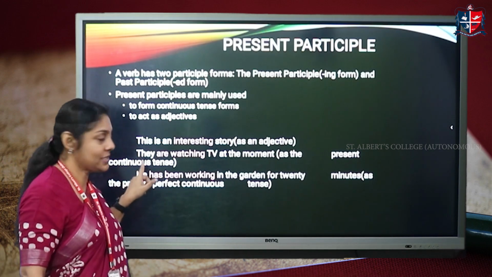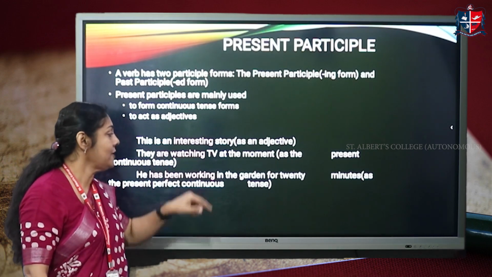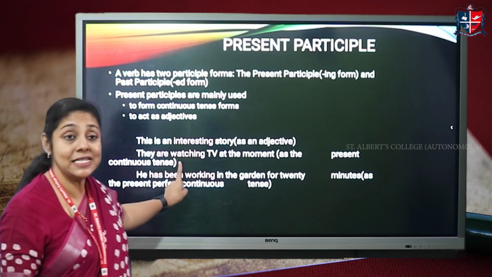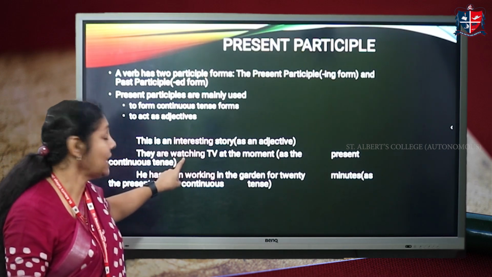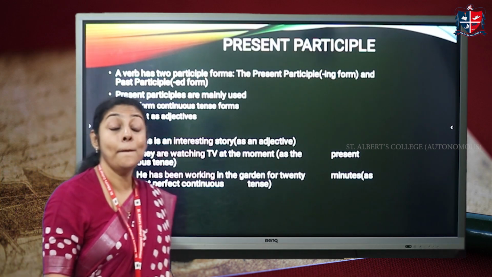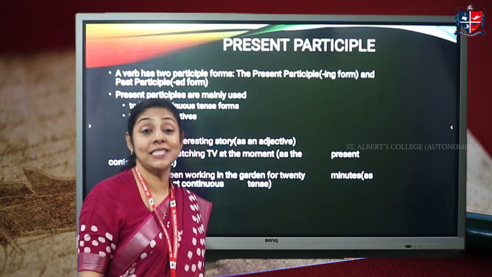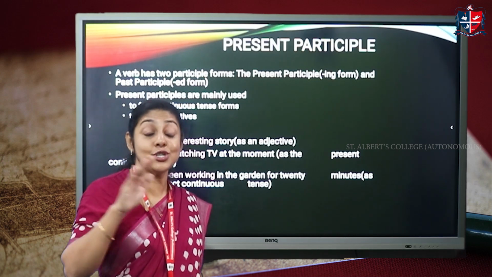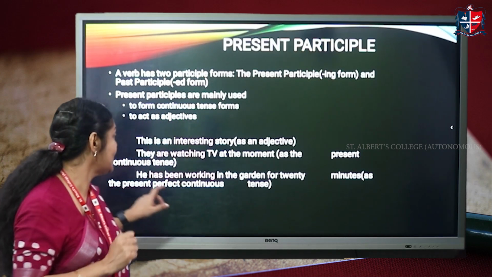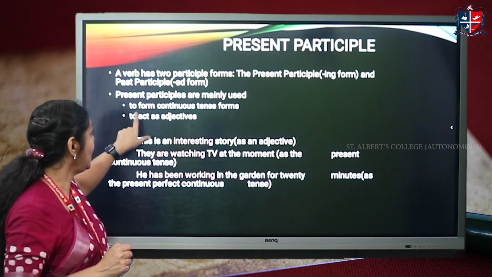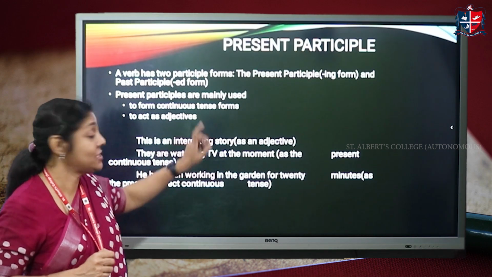Whereas, look at this sentence. They are watching TV at the moment. Now here, the word watching is a present participle. It is the ing form and it is used as a present continuous tense, to show something that is happening at the present moment. They are watching TV at the moment. So as I said, it shows the continuous tense forms.